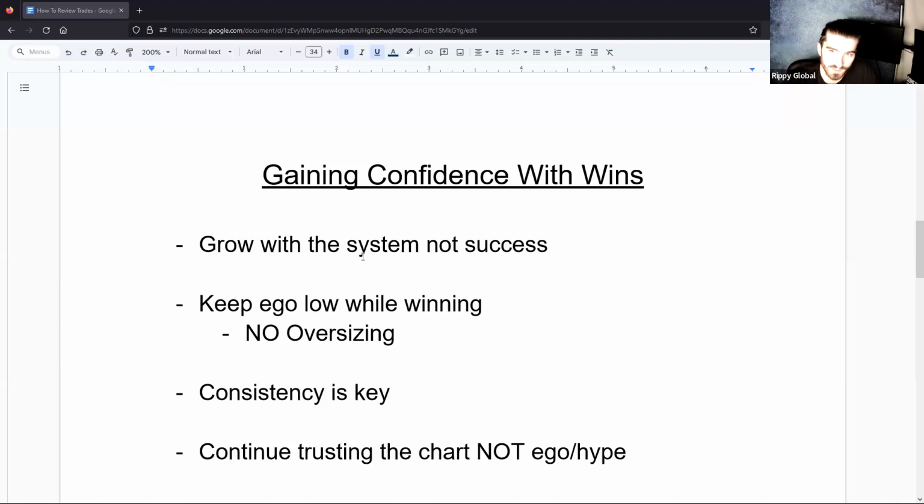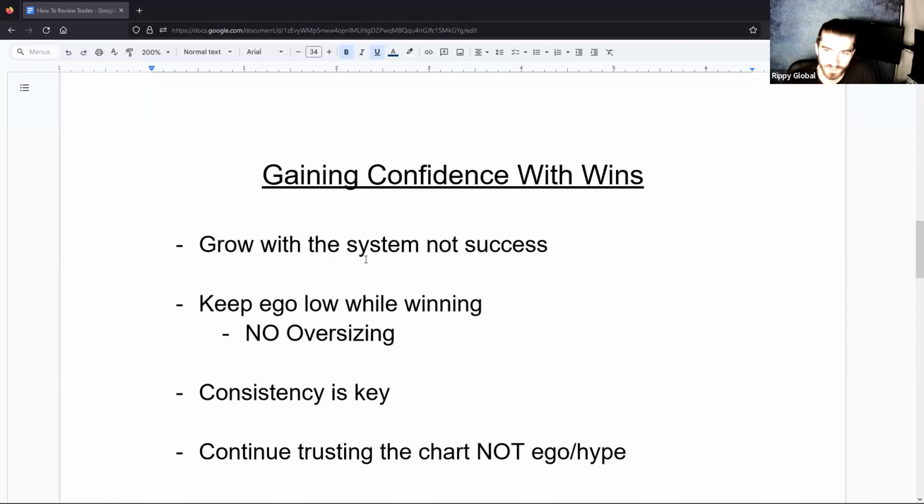So as you grow the system, that's where your confidence should be, in the system. It's not the success that you're having. The reason that you win is because the chart worked the way you saw it. It wasn't luck. It wasn't anything special to make you get all happy. That's how it works. You're going to have wins. You're going to have losses.